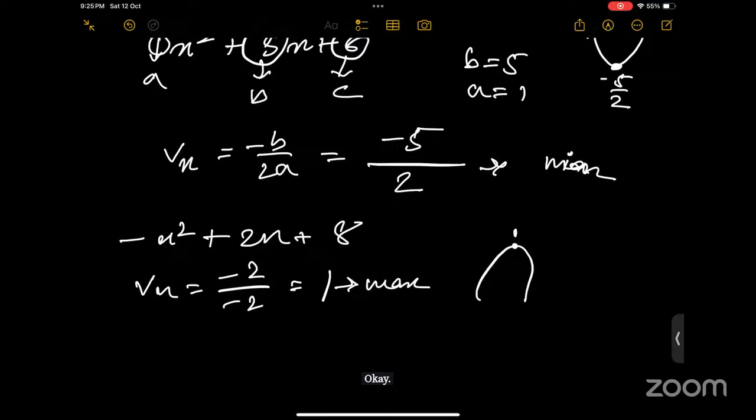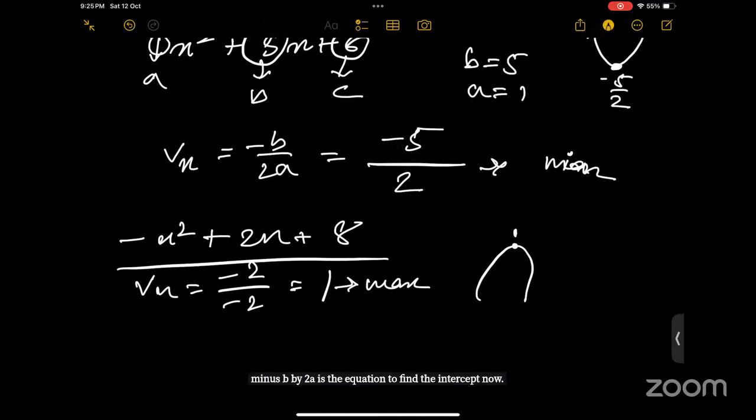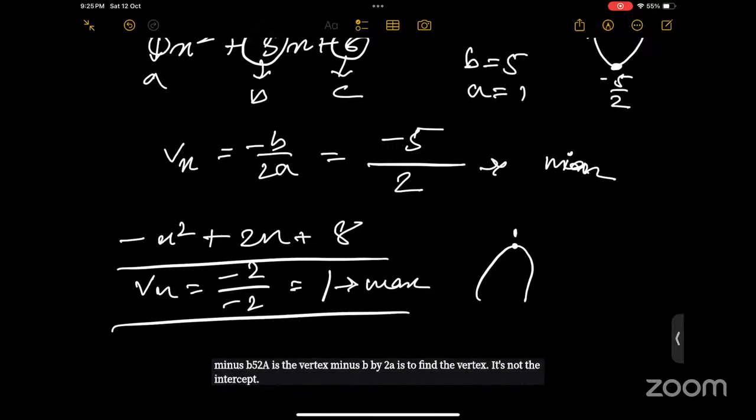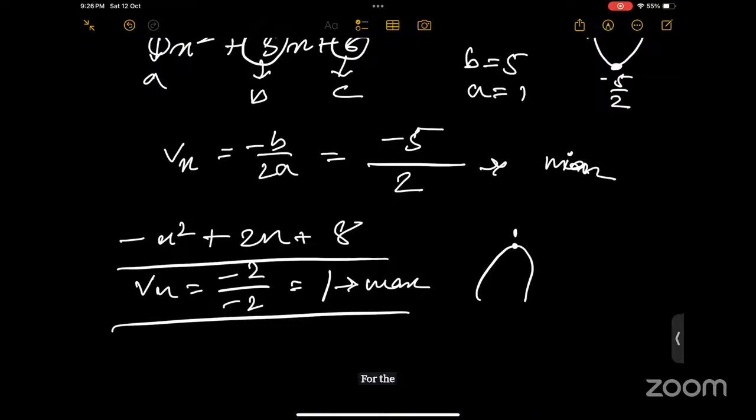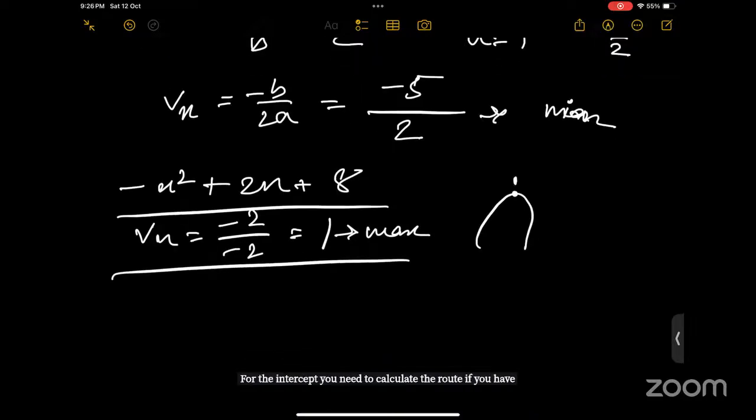The x-intercept which we have here, minus b by 2a, this makes some similarity with the straight line equation. But how did this 2 come here in this equation? Can you repeat? I didn't get your doubt. Minus b by 2a is the equation to find the intercept, no? Minus b by 2a is to find the vertex. It's not the intercept. For the intercept, you need to calculate the roots. If you have the equation, you can calculate the roots, right?